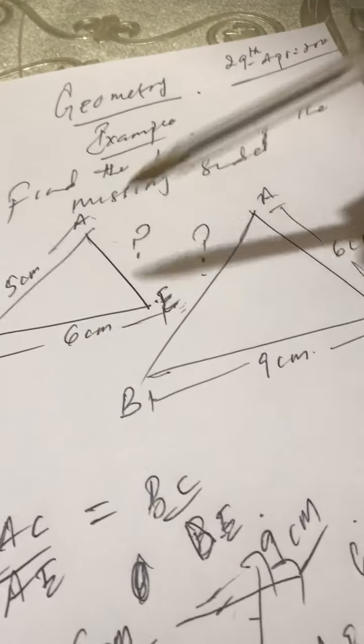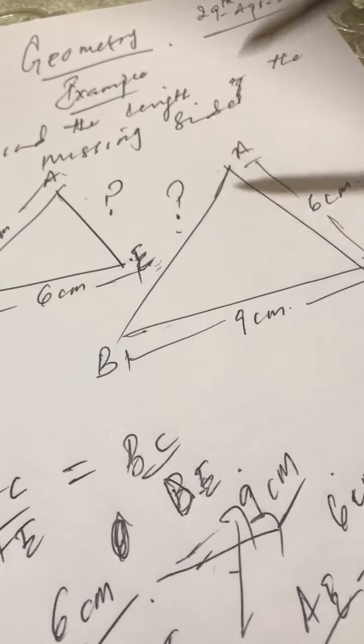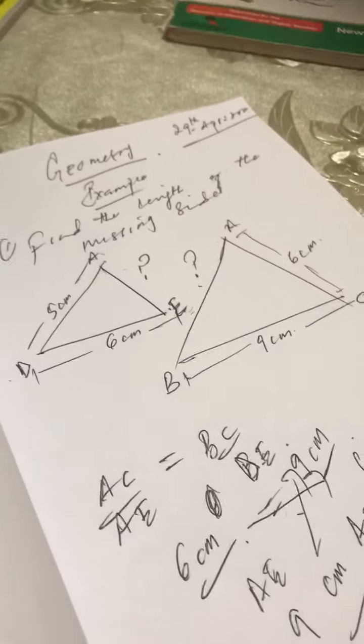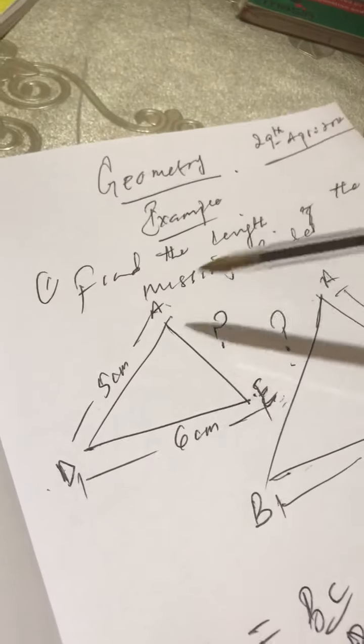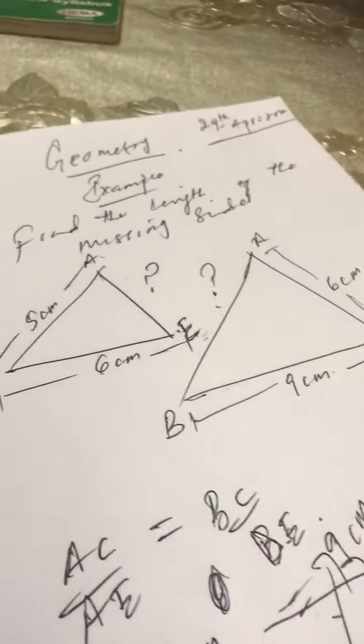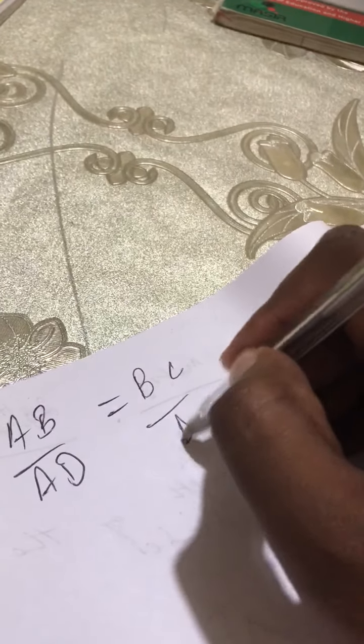So up to here we have 4 centimeter. But we need to find this one also. So how can we find point A to B? Same as the way we did right now. Point A to B is in the same direction as point A to D. We're saying point A to B divided by A to D is equal to point B to C divided by point D to E.